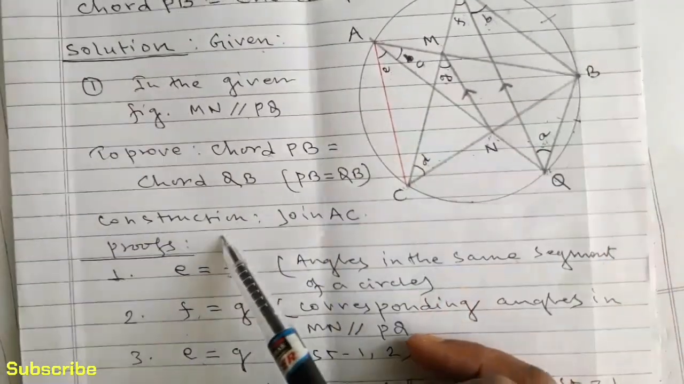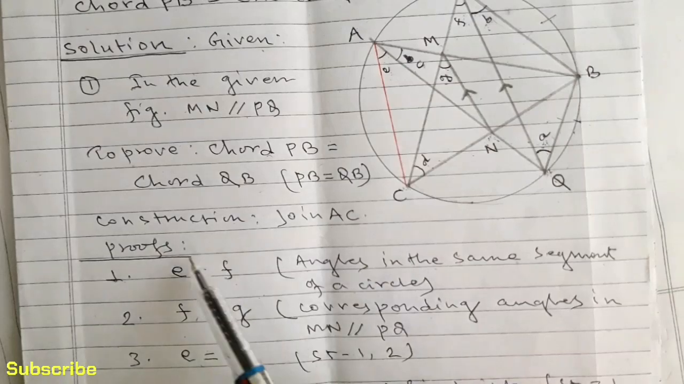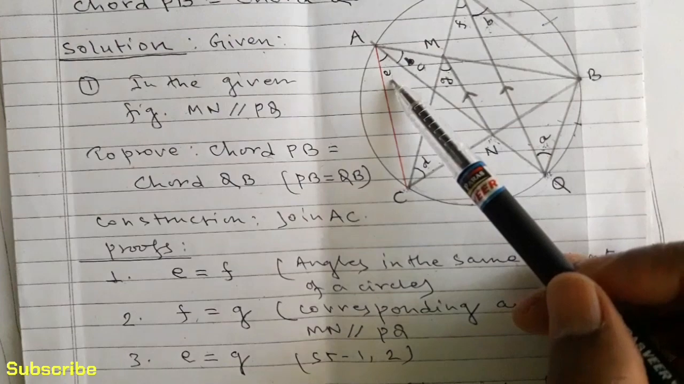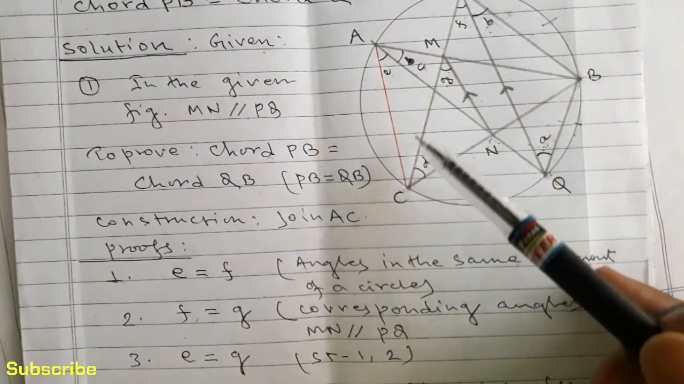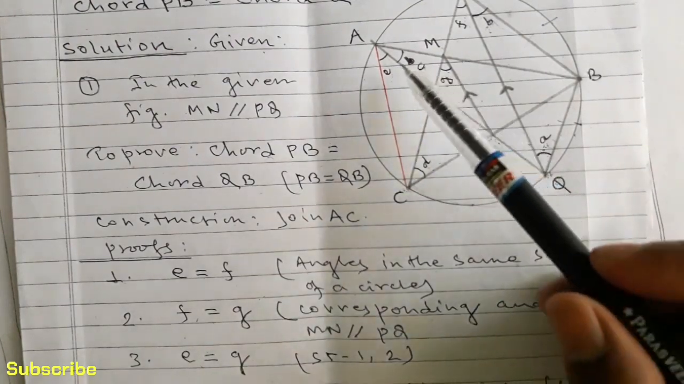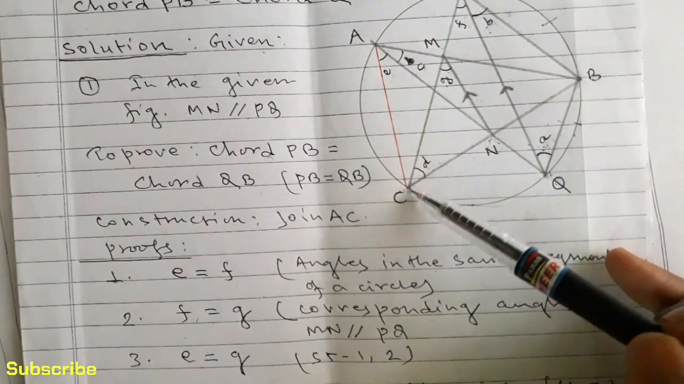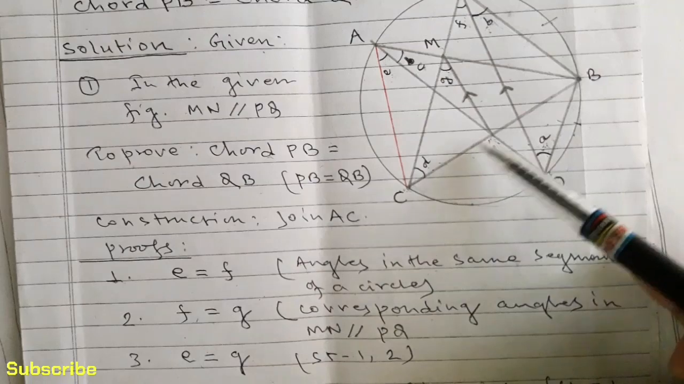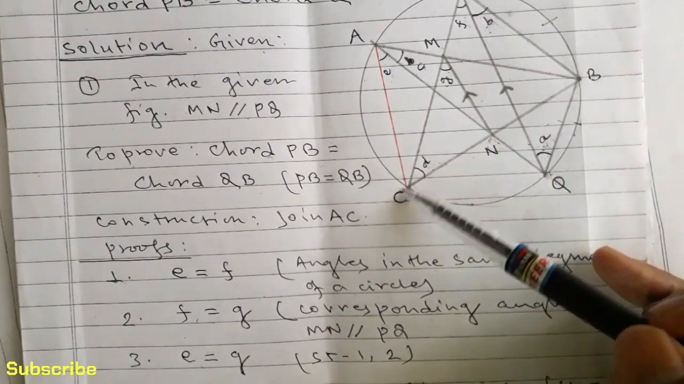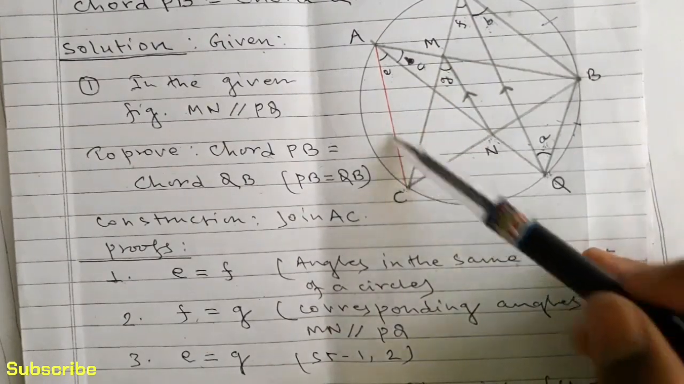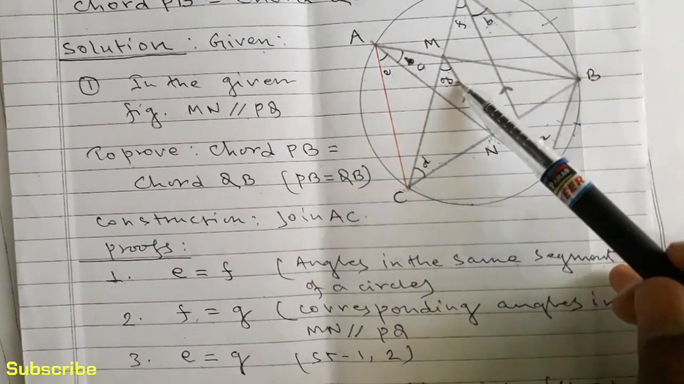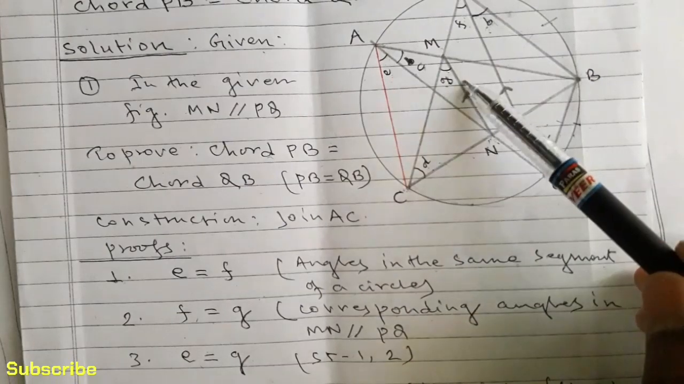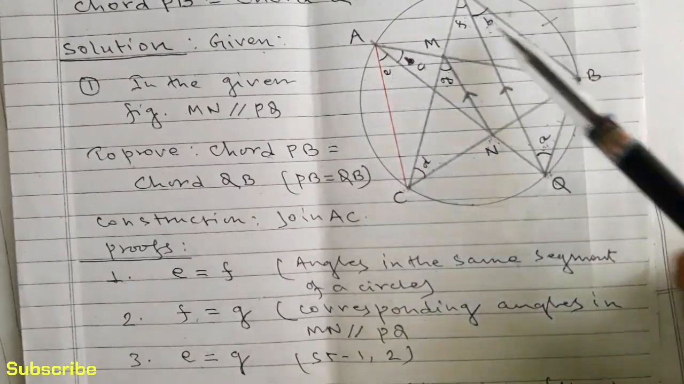So after combining statements number 1 and 2, the common angle F will cancel, then we get E is equal to G. So dear students, angle E is equal to G, we have shown by combining statements 1 and 2. So E and G are standing on the same segment CN. If angles in the same segment are equal, then the points are concyclic points.